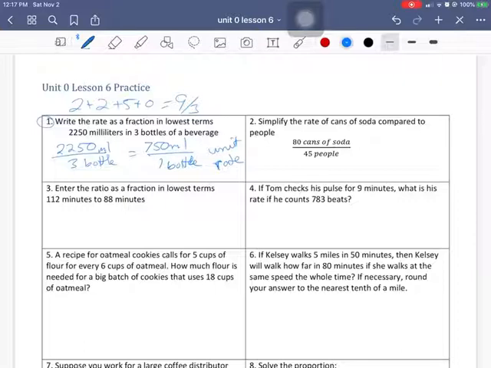Okay. Next one is simplify the rate of cans of soda compared to people. Basically, we're talking divisibility rules. Do you remember divisibility tests? Something is divisible by 3 if you can add up all its digits and it comes up with a number that's completely divisible by 3. Divisible by 2, it's what? The last digit is even.